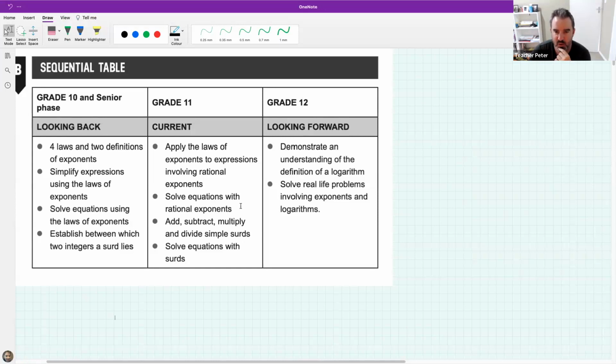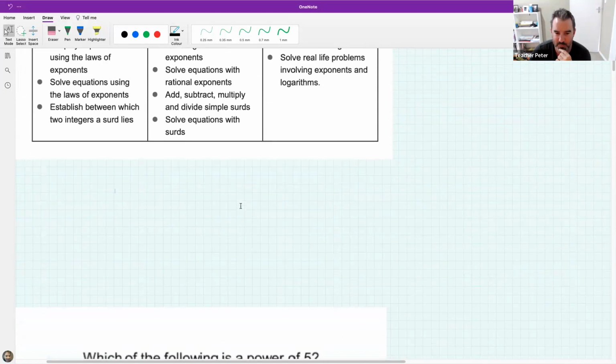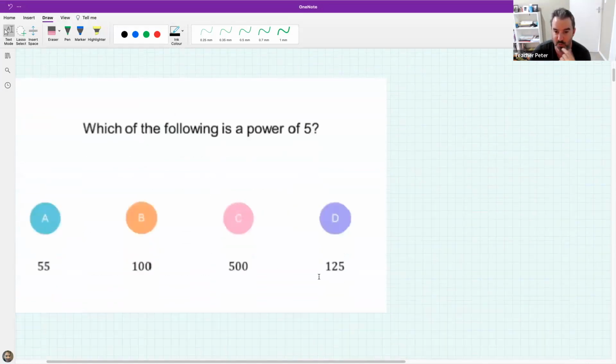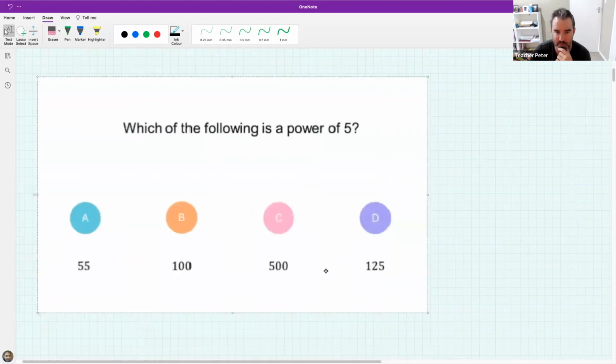So what we are going to do is we are now going to do a multiple choice question, because I love a good multiple choice question. You're going to find this out about me. So let's just warm up, like a good sports person. Got to warm up first. So let's start with this. Which of the following is a power of 5? Is it A, B, C, or D?